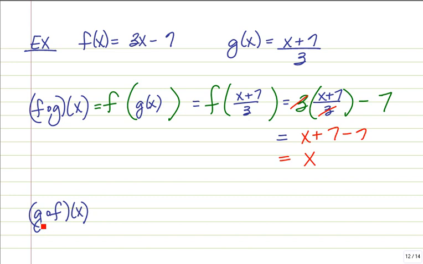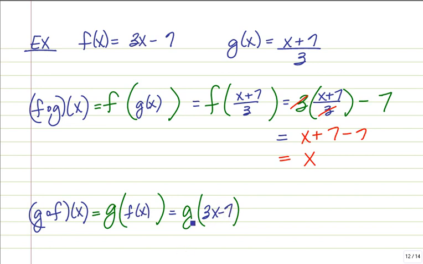Now, let's look at g composed with f of x. So that means to do what? G of f of x, which is g of what function or what expression? Yeah, what is f? That's all I'm looking at now. It's just making a substitution. It's 3x minus 7.